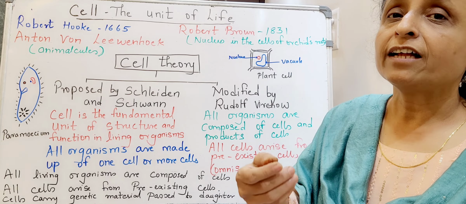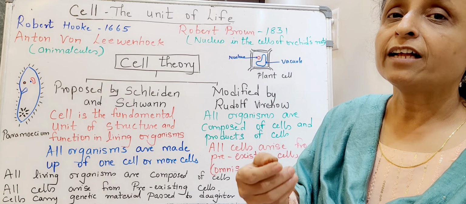Later on, in 1675, a Dutch scientist, Anton van Leeuwenhoek, who was a trader but used to craft lenses, saw cells: protists, RBCs, WBCs, bacteria, and he named them animalcules.